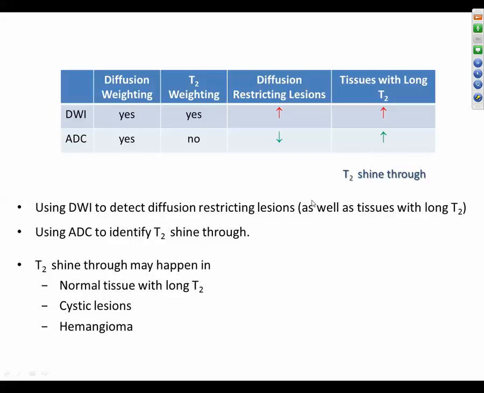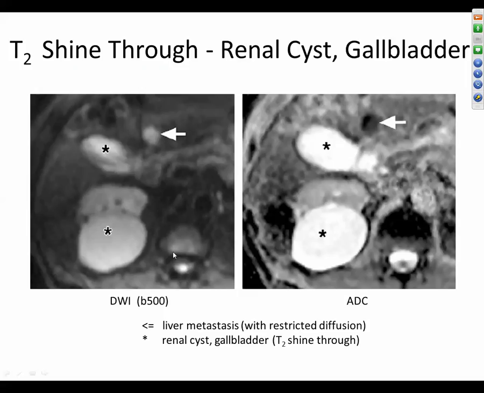T2 shine-through actually may happen in several cases. One is normal tissue with long T2, or cystic lesion, or hemangioma. This is an example. This is DWI with B factor set to be 500. It looks bright. A lesion is detected. And in ADC, if it's dark, then it's the true diffusion restricting lesion. In this case, it's a liver metastasis. And here, the renal cyst or gallbladder, they look both bright in DWI and ADC. So it's a T2 shine-through artifact.